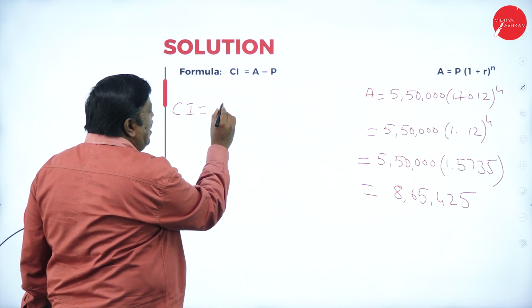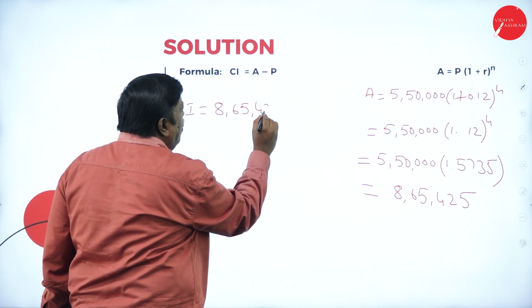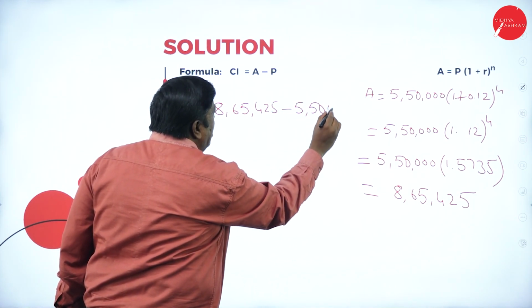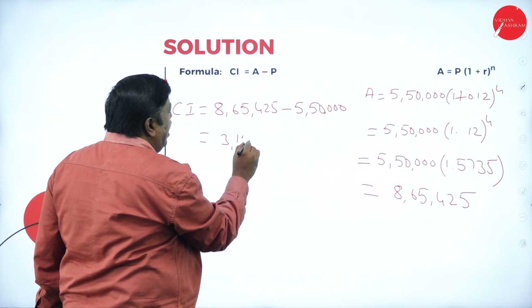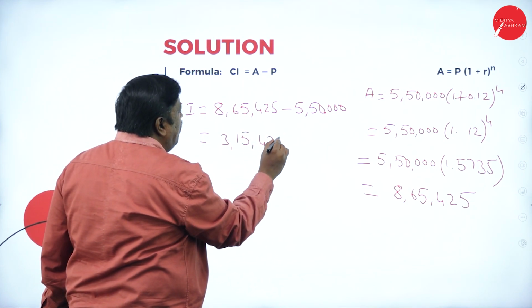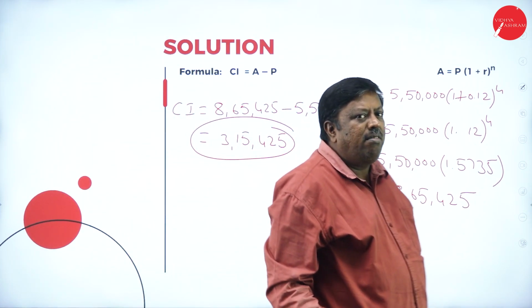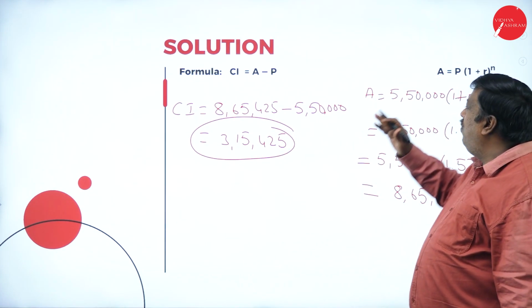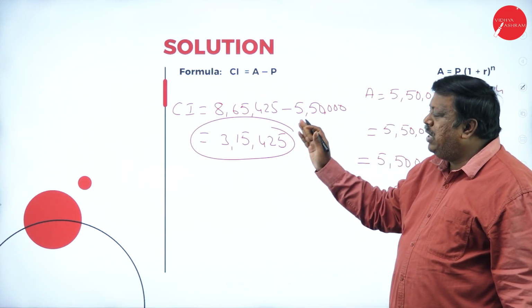Compound interest equals 8,65,425 minus 5,50,000. So my interest will be here 3,15,425. My compounded interest amount will be 3,15,425. This is how we have to calculate the annuity value and the compound interest.